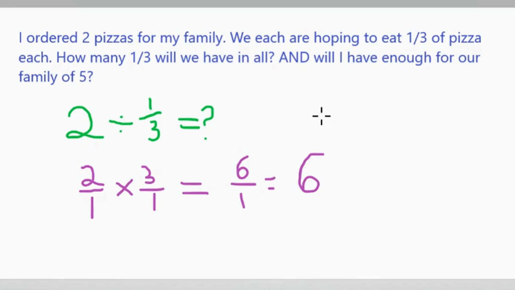So that brings us to our second part of the question. Will I have enough for a family of 5? We will, because 6 is greater than 5. We'll have 6 1/3s, and there'll be 1/3 left over. So let's go ahead and represent this now in picture form.